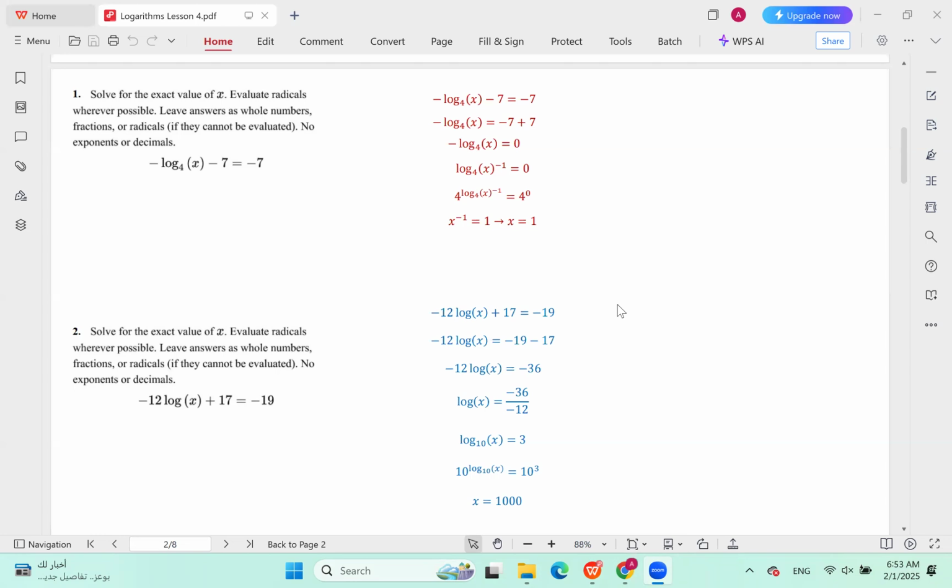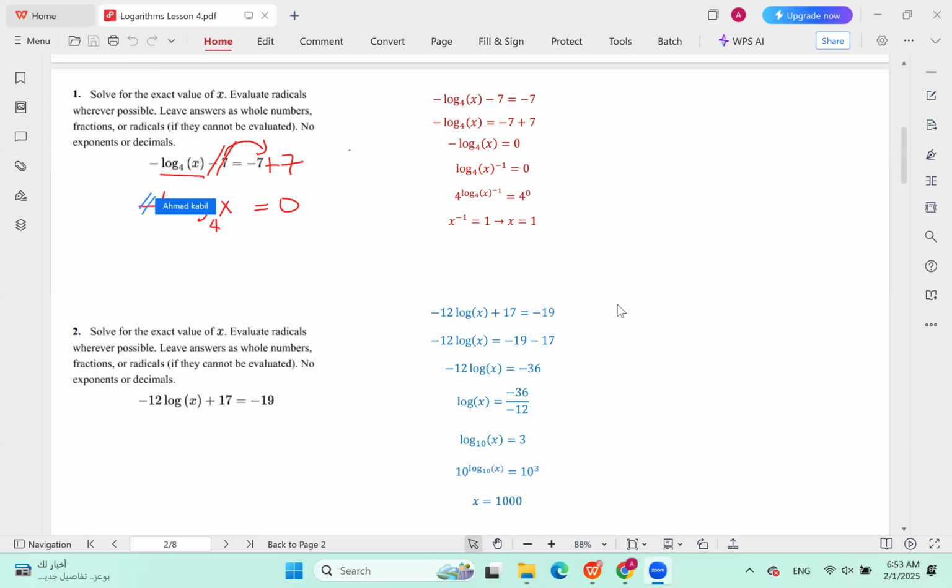Like with any other equation, we start by isolating the term that has x. So we take this -7 here to the other side, it becomes +7. And of course, -7 plus 7 gives us 0. So we have negative log base 4 x equals 0. And we have a negative inside, so we want to just get rid of it.